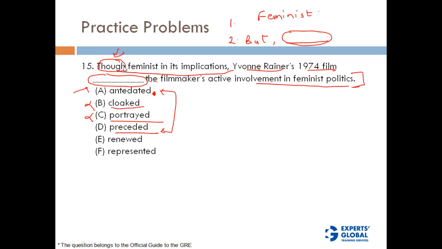They will say that although Bjorn Reiner's 1974 film was feminist, the author did not involve herself in feminist politics until much later. So both these answers are synonyms and both are correct. Renewed doesn't go, represented doesn't go, right? So the only correct answers are A and D, and the meaning is that though feminist in its implication, the author's 1974 film preceded the filmmaker's active involvement in feminist politics.